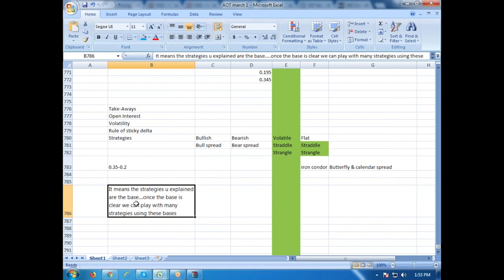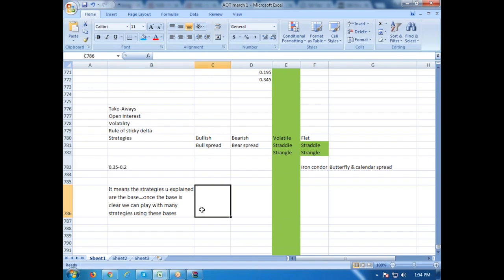Ankit has a question, not question, suggestion. It means the strategies you explained are the base. Once the base is clear, we can play with many strategies using these bases. Yes, Ankit, आप इसको अपने तरीके से modification, deletion कर सकते हो. But do it with a bit of experience. एक बार थोड़ा experience हो जाए of this, then do it. Otherwise पहले दिन से experiment करने में वो confidence नहीं आएगा. और if it breaks the confidence, जैसे there is one trade which someone explained to me.